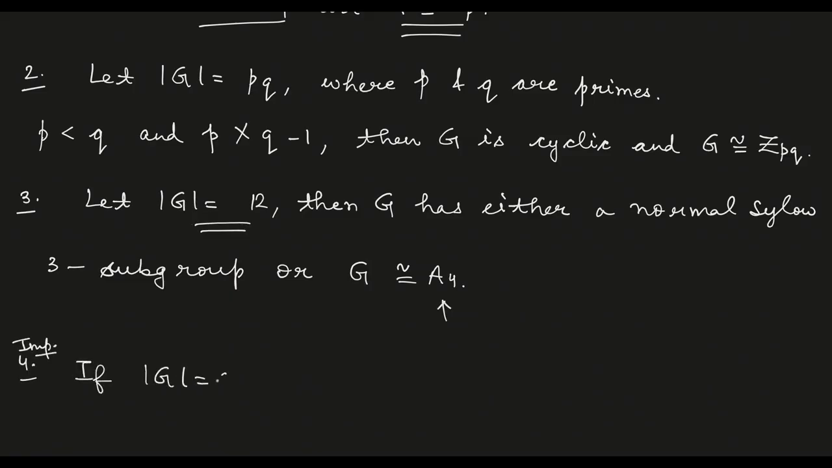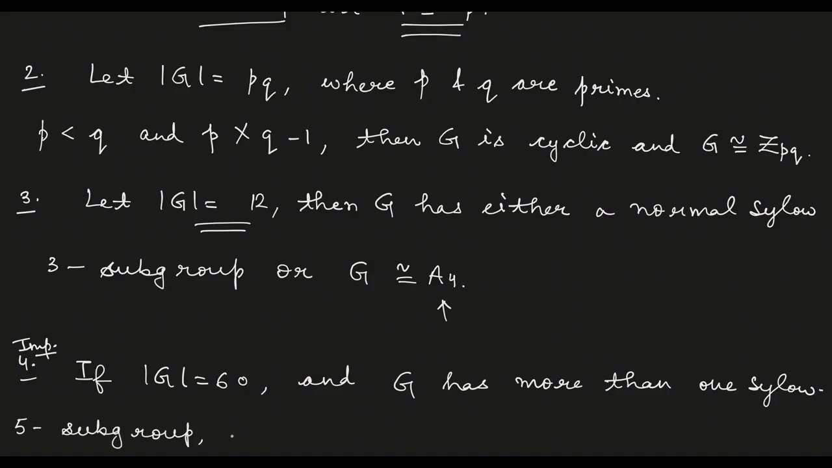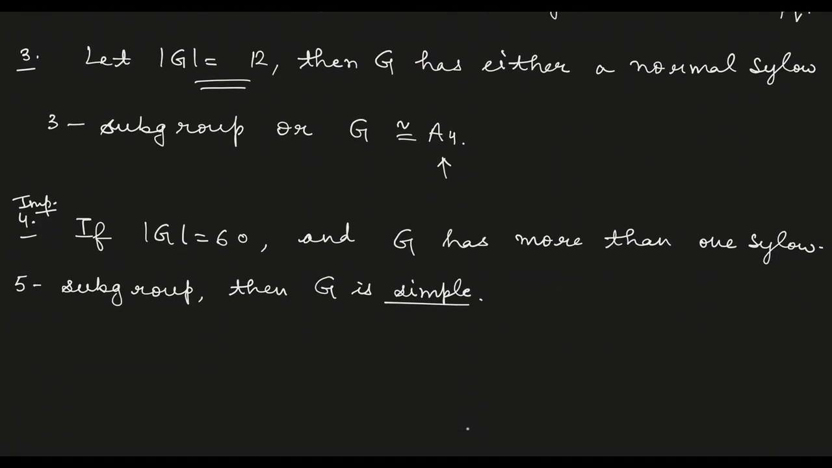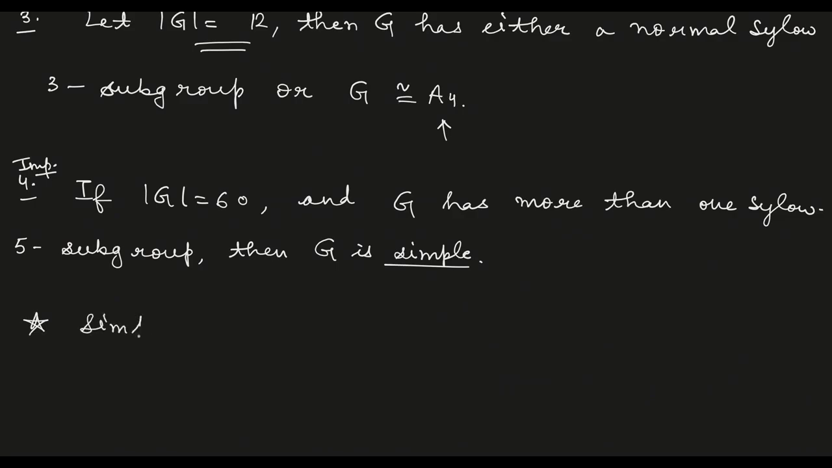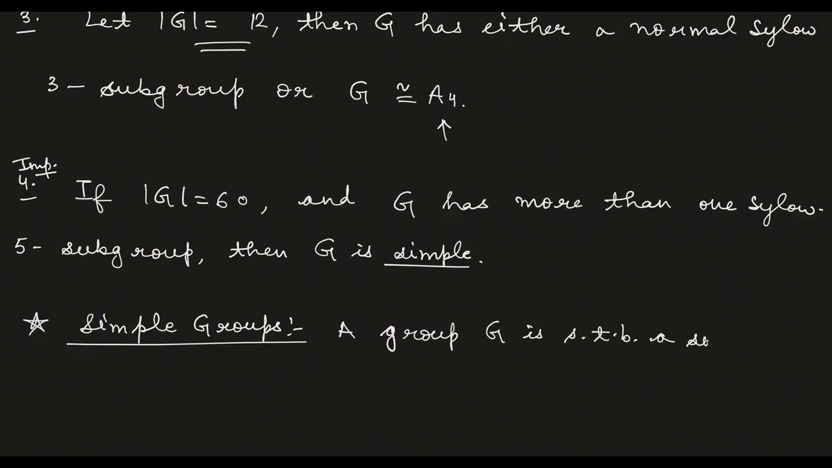If the order of G is 60 and G has more than one Sylow 5-subgroup, then G is simple. Now what do we mean by simple groups? A group G is said to be a simple group if it has no non-trivial normal subgroup.